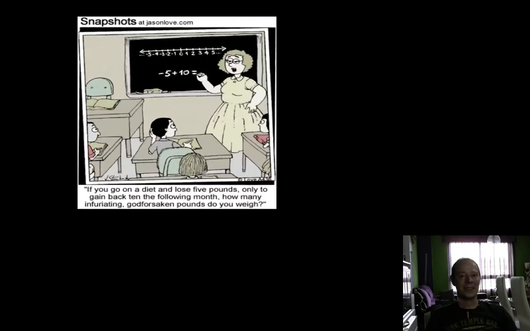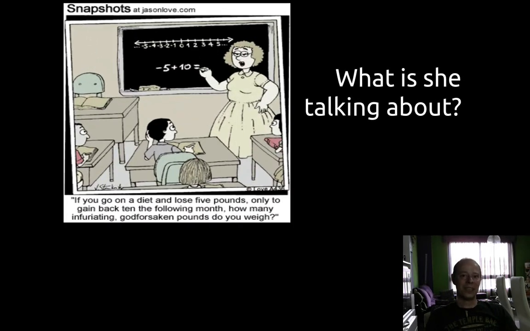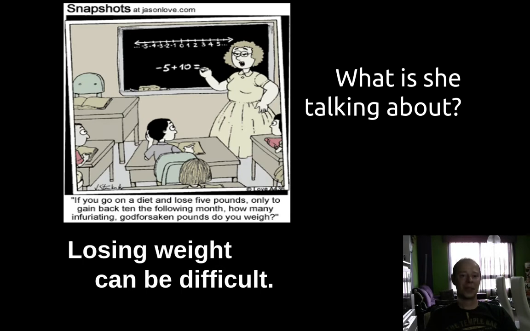Okay, so next one. What is she talking about when she says if you go on a diet and lose 5 pounds only to gain back 10 the following month, how many infuriating, godforsaken pounds do you weigh? What is she talking about? What, weight loss? Yes. Losing weight can be difficult. It can be difficult. Capability, very good.